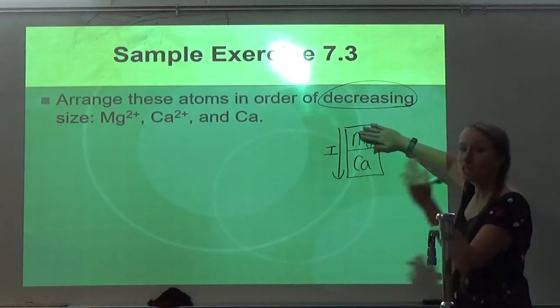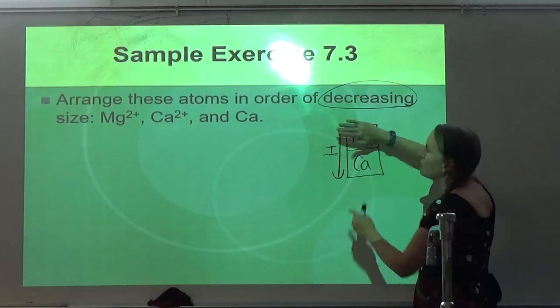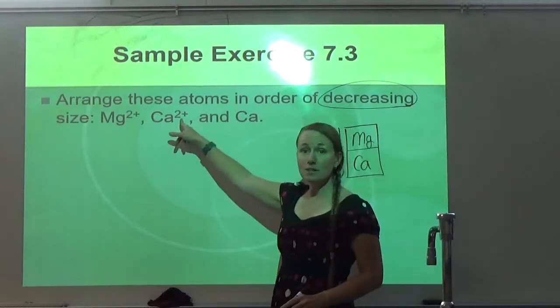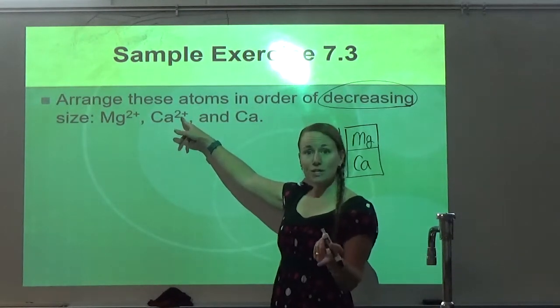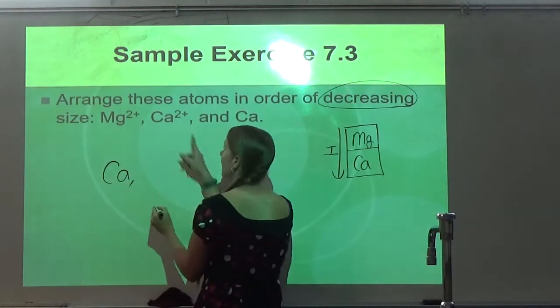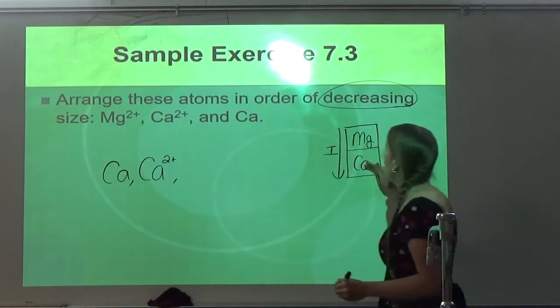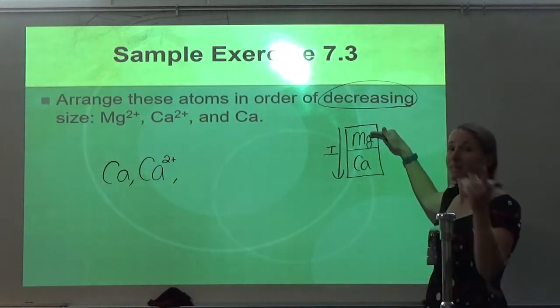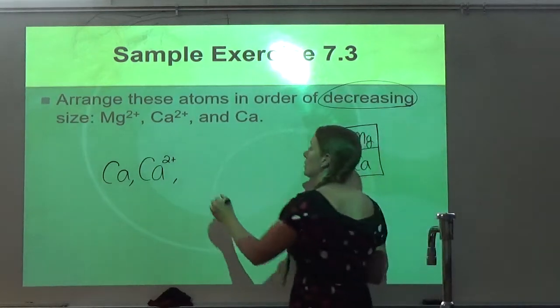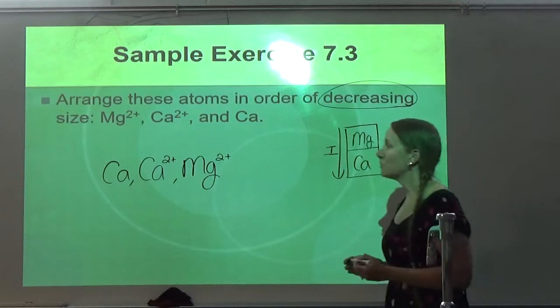All right, so we want the biggest one first. Sorry. So we're not looking at magnesium, we're looking at calcium, but I have calcium and calcium positive 2. Well, I know once I lose electrons, it becomes smaller. So calcium, the atom, is going to be the largest. Then when it loses 2 electrons, that's going to be a little bit smaller. But then because magnesium has 1 less energy level, when it loses 2 electrons, it's going to be the smallest. And so that's what we would do for that.